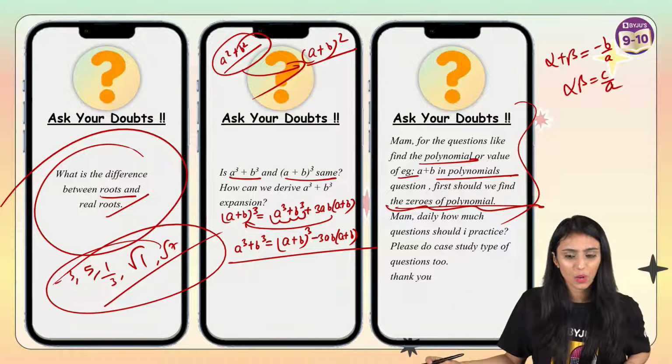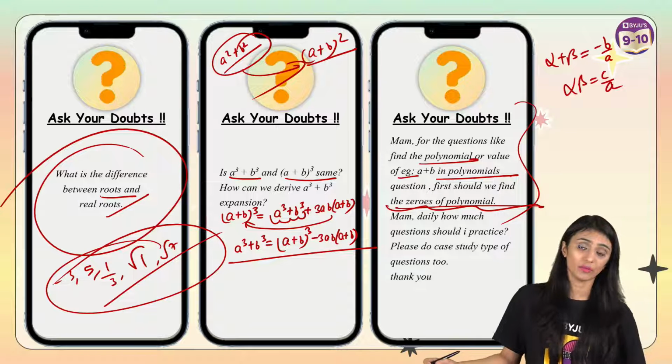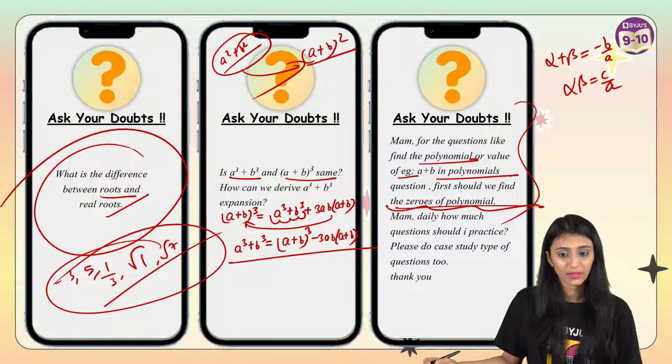Co-prime. Somebody asked what co-prime numbers are. They are numbers which have nothing common between them. Like 2 and 3, they have nothing common, right?